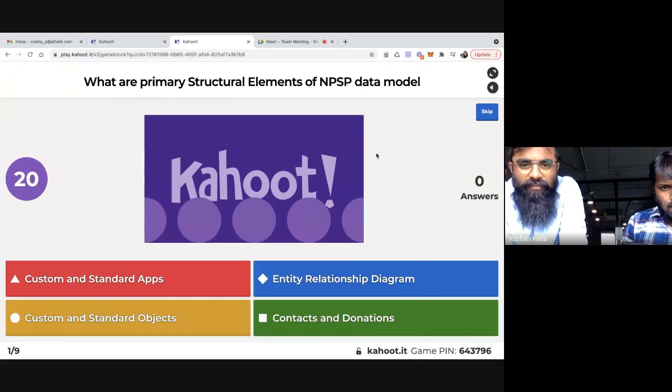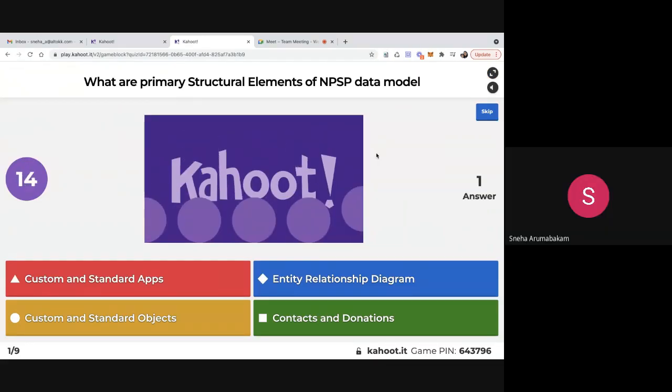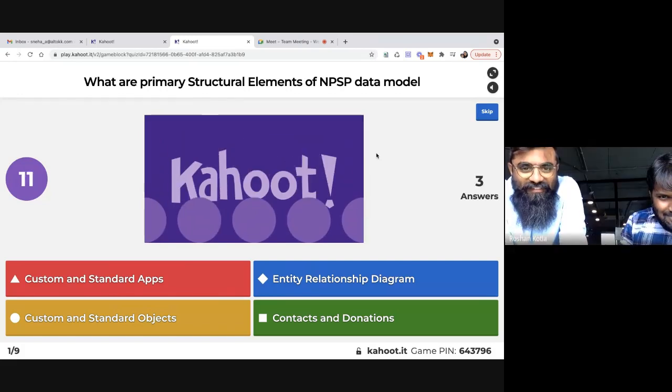So the question is, what are the primary structural elements of the NPSP data model? First option is the bounce cloud.